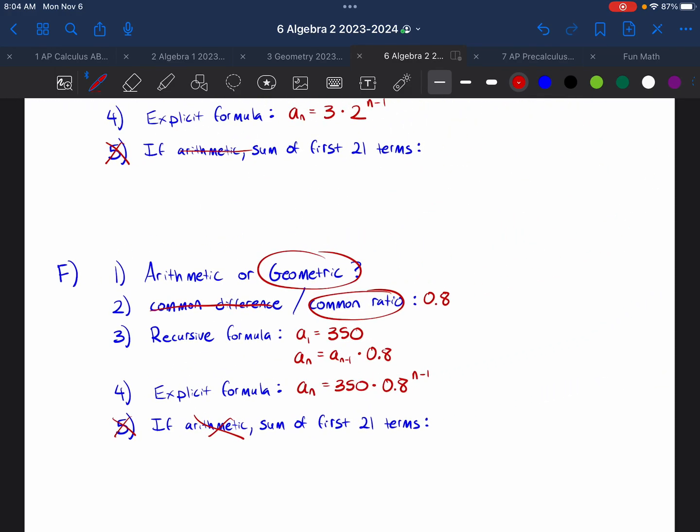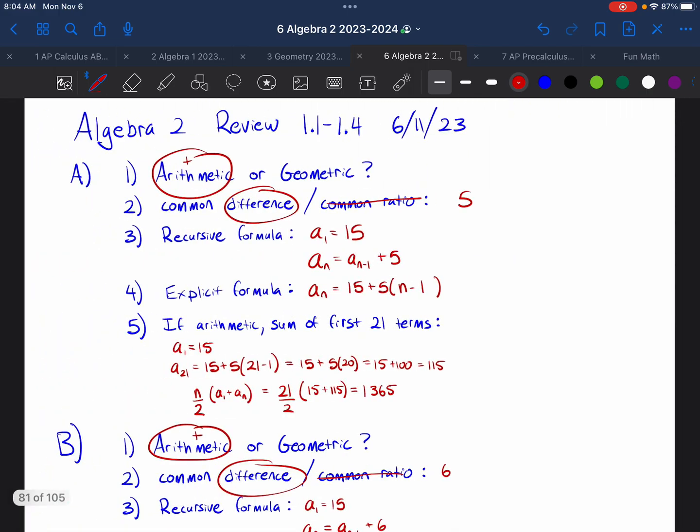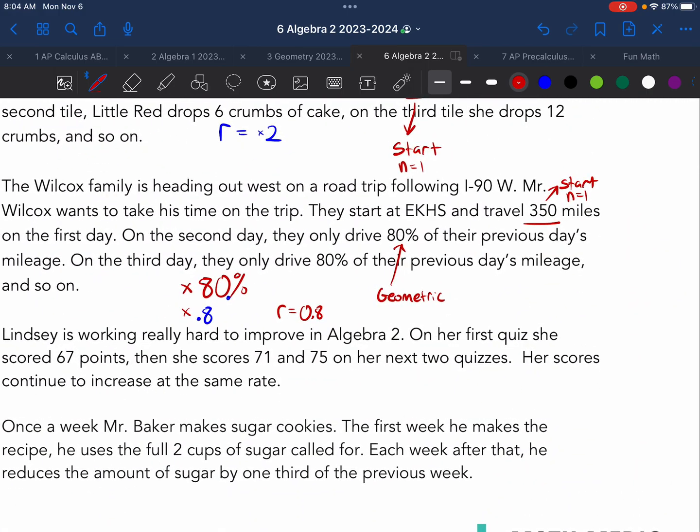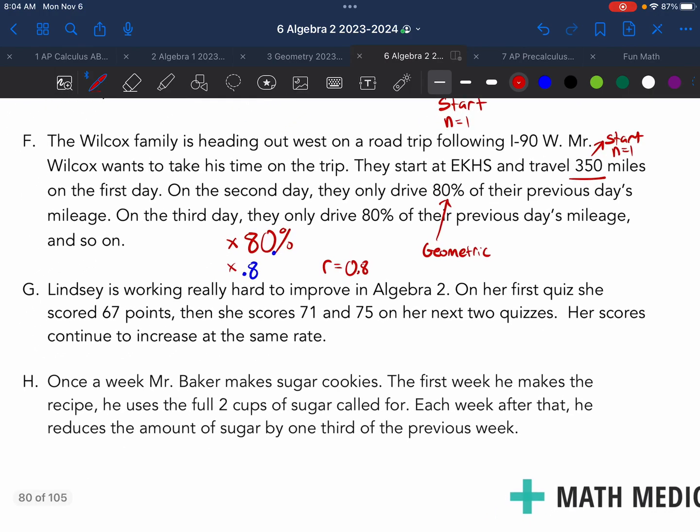All right, and then we have 2 more, right? G and H, and we're done. All right, let's go look at G. We've got Lindsay. Lindsay is working really hard to improve on Algebra 2. Good for her. On her first quiz, she scored 67 points.